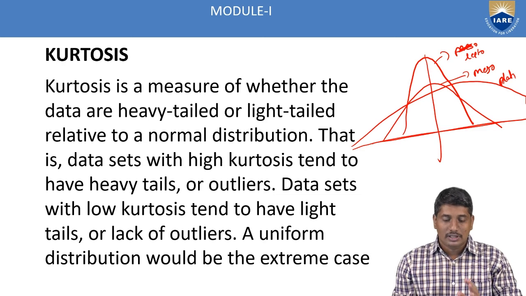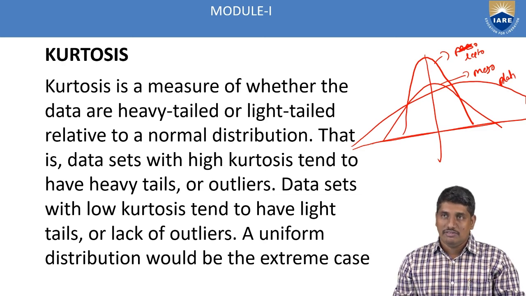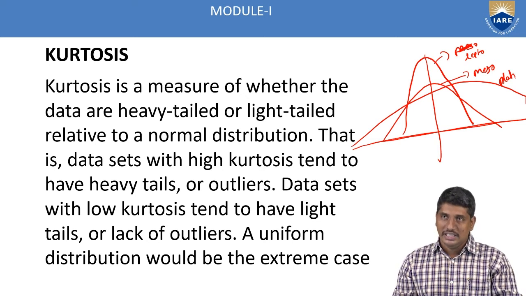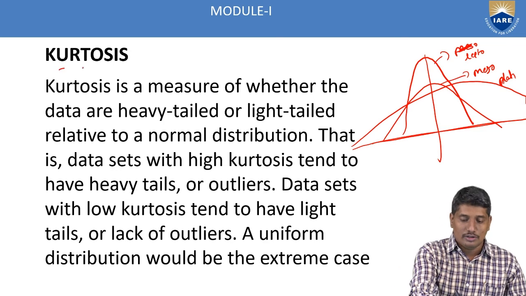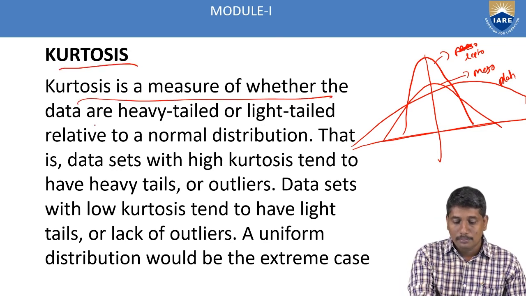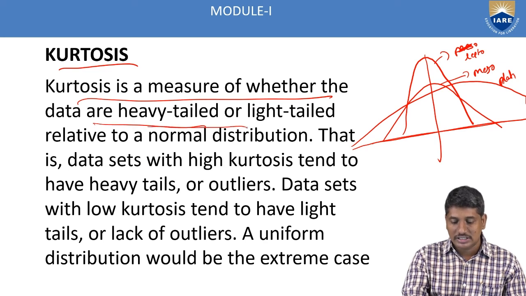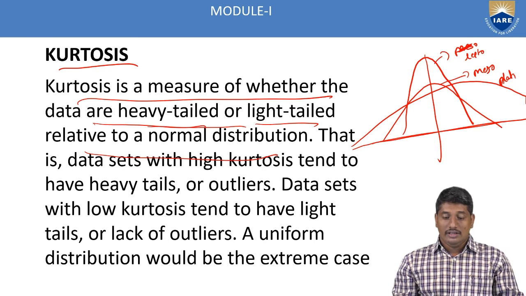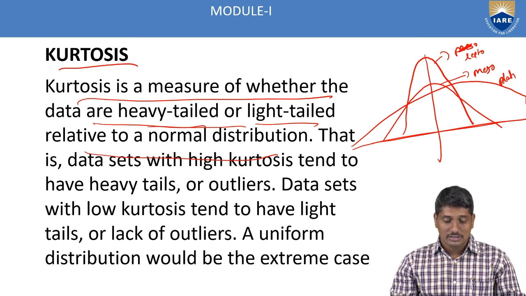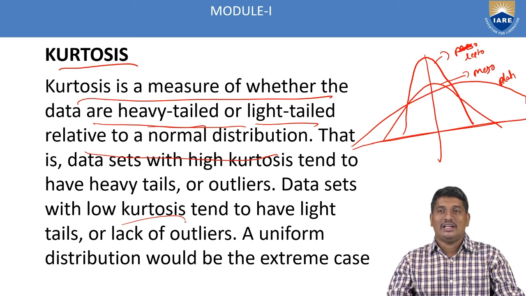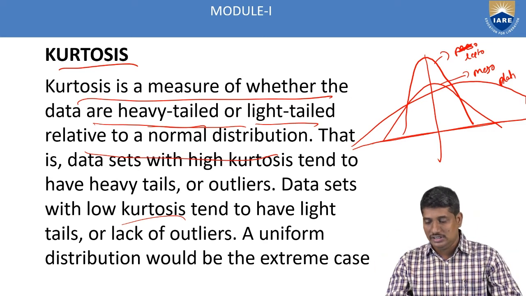These kinds of variations we'll see when we plot the data on the xy plane. And there is a measure to calculate the bulkiness of the data, which is called kurtosis. So kurtosis is a measure of the bulkiness, that is whether the data is heavy tailed or light tailed or relatively normal, which is called the kurtosis. Low kurtosis and high kurtosis and balanced kurtosis. Generally we see these three cases.